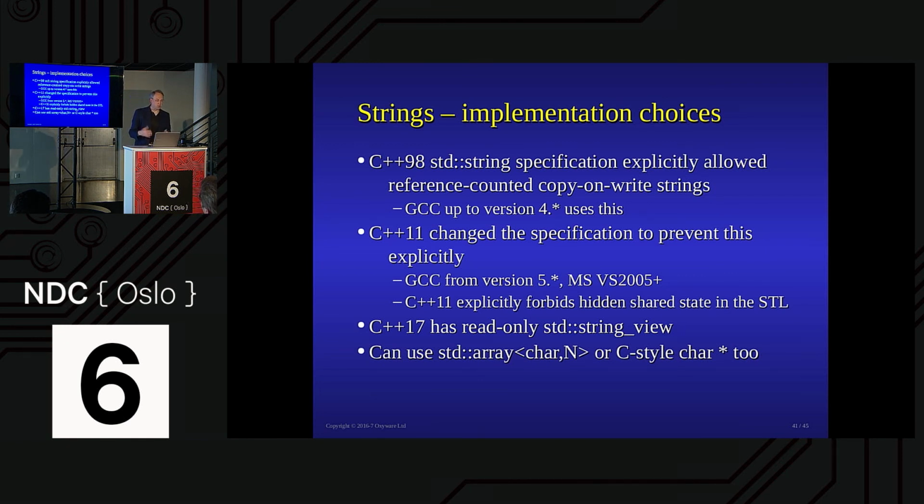Once you've got rid of your memcpy and have some ideas about memory structures, down there we may also be looking at strings. Strings, as mentioned just before, were reference counted in the 98 standard, or specifically allowed to be. The C++11 standard specifically said it was not allowed, because you don't want hidden shared state inside the STL because of the memory model and the concurrency issues. GCC moved to that in version 5. Visual Studio has been using the SSO non-shared version since about Visual Studio 2005.